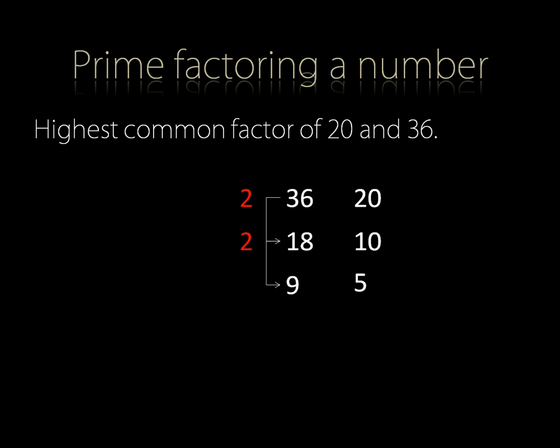And then you know that's where you've got to stop. How do you know when you've got to stop? Well, of course, there's nothing common between 9 and 5. You're done. And so those 2's at the left-hand side, that is all that is common in terms of primes between 36 and 20. Well, that has to be the highest common factor. Whatever is out on the left-hand side, you can see as common to both numbers. And that's how you can use this algorithm to find the highest common factor.